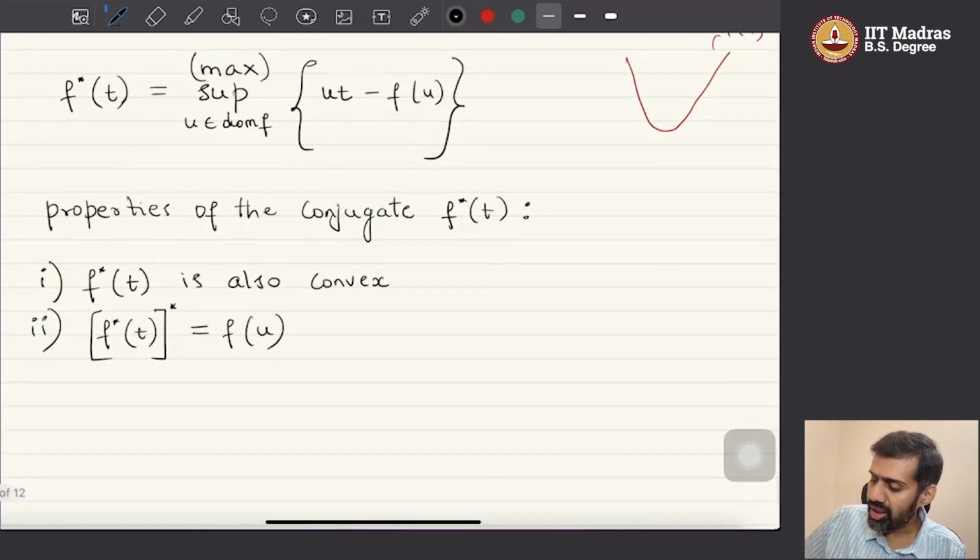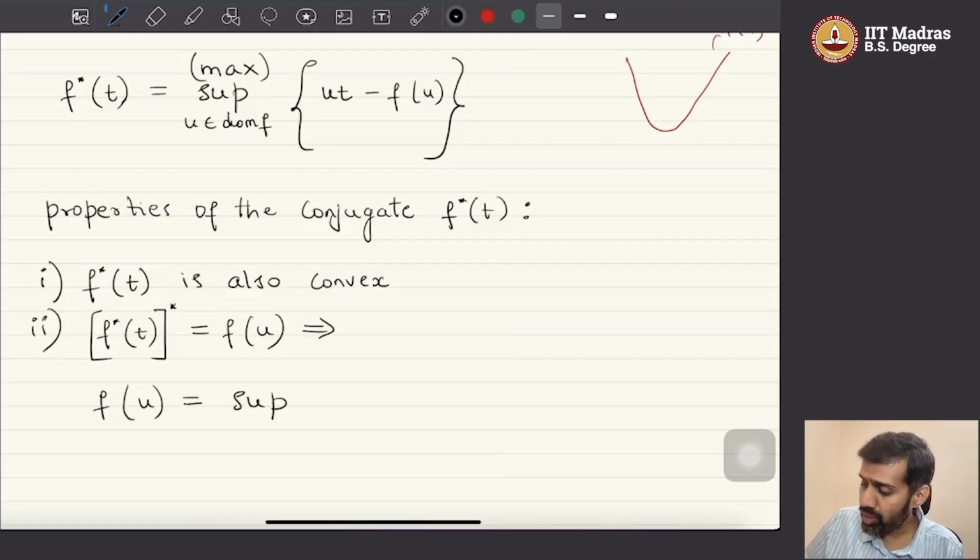So this implies that f of u, what is f of u now? It is the conjugate of the conjugate. It can be represented in terms of a supremum over the domain of f star, which is the conjugate of f, of t u minus f star of t.